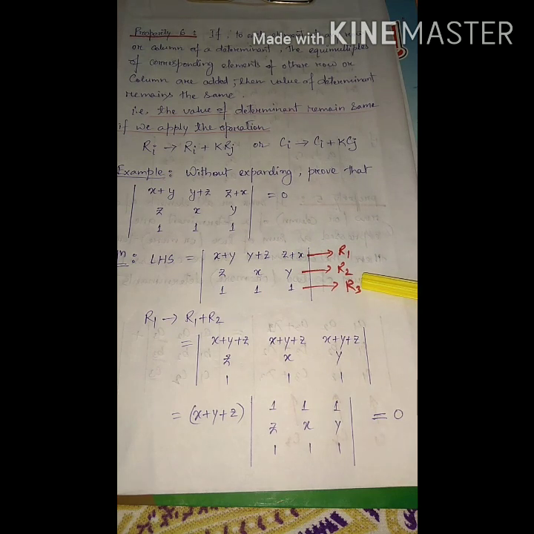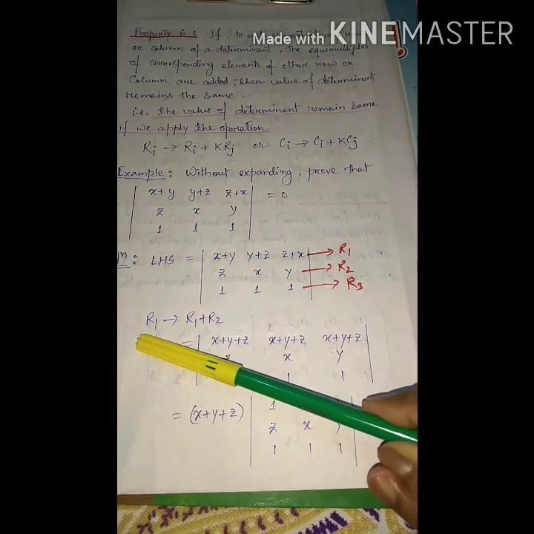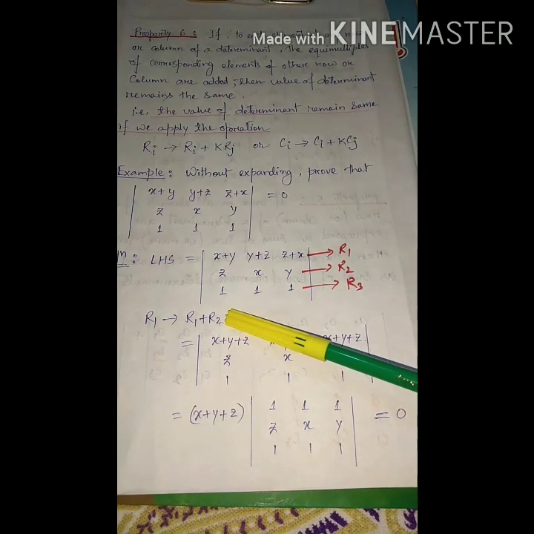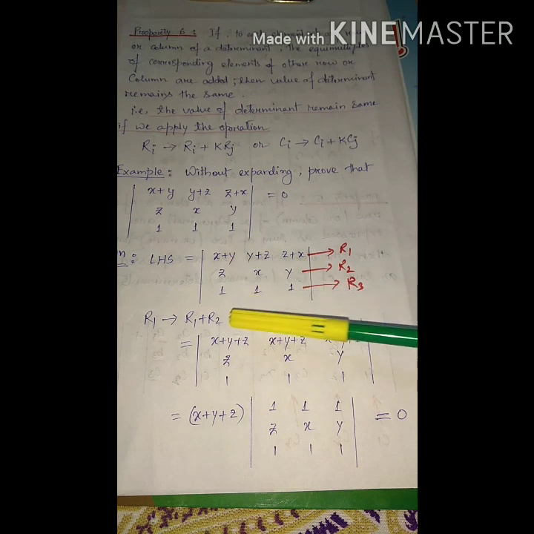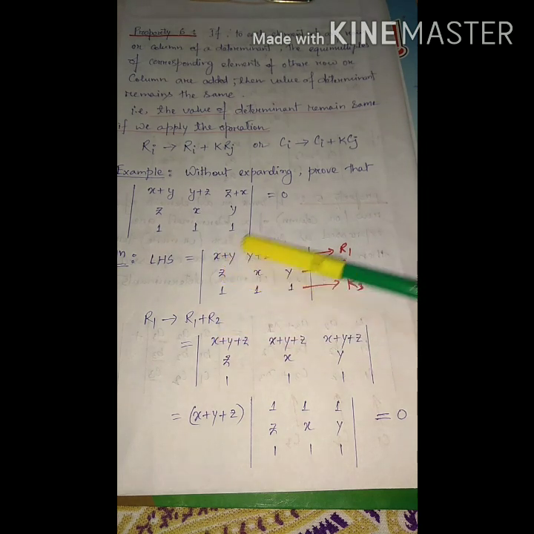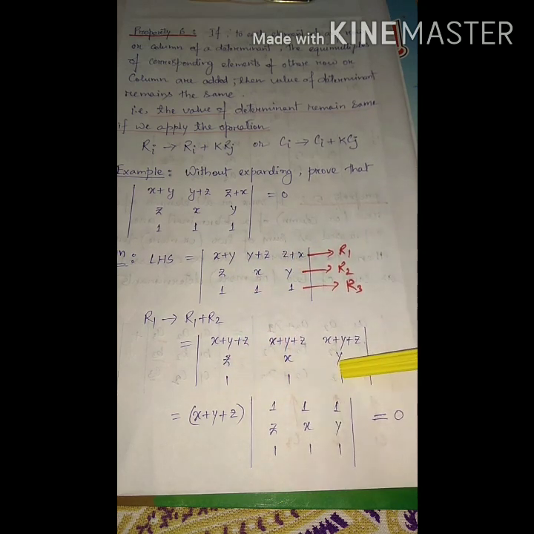Now in this case one similarity is there. If you add R1 and R2, that's why we transform R1 to R1 plus R2. That means in place of row 1 we add these two. So we write x plus y plus z, x plus y plus z, x plus y plus z, and row 2 and row 3 remain the same, so we write z x y and 1 1 1.